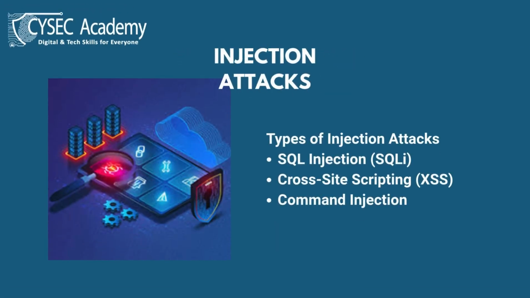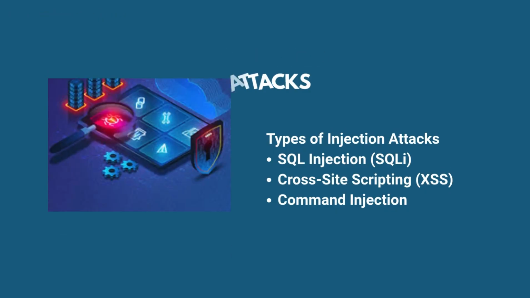Injection attacks. Injection attacks are at the top of the OWASP Top 10 for a reason. They are incredibly dangerous and common. They occur when an attacker sends untrusted data to a web application, which is then processed as part of a command or query. Let's look at some of these injection attacks.